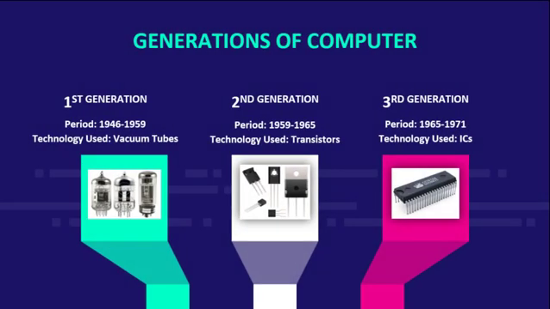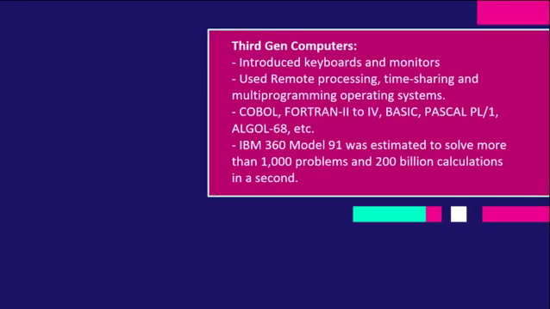Okay, next, let's have third generation. And this time around, they used ICs or integrated circuits. Don't worry, guys, when we get to Module 3, which is digital representation and number systems, we are going to talk more about IC or the integrated circuit and how it really is crucial.